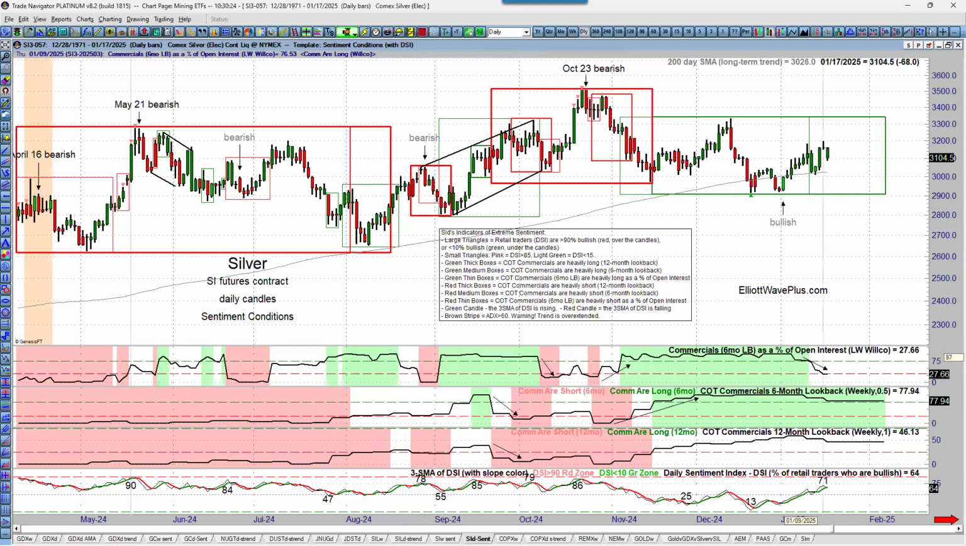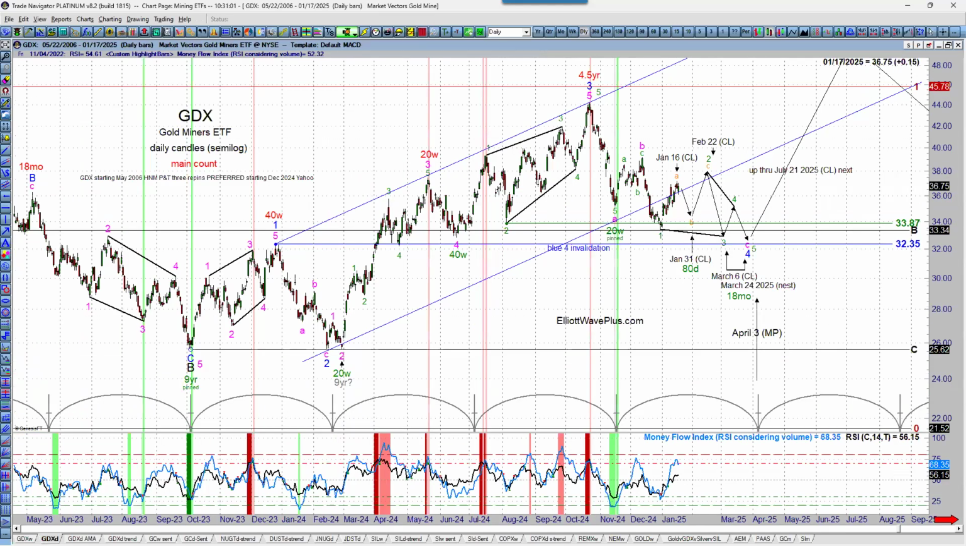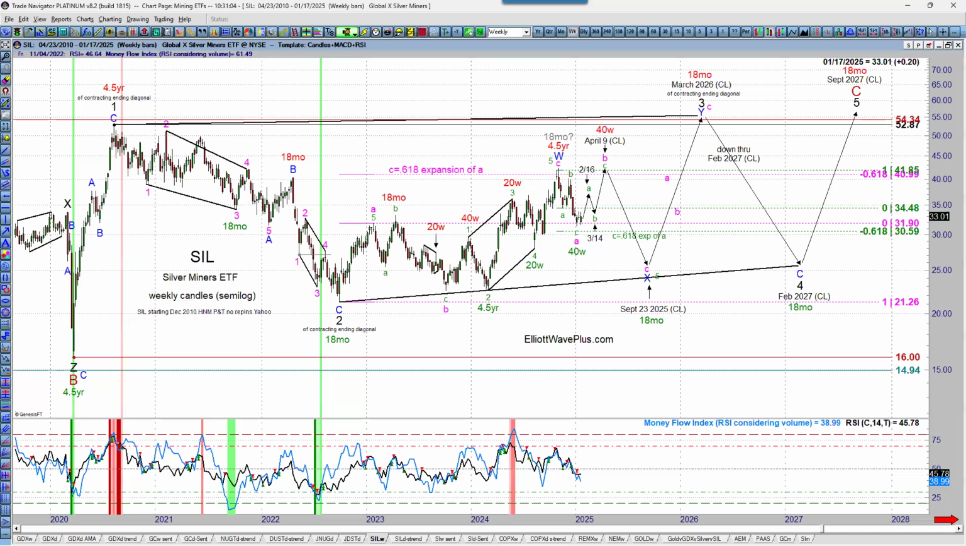Look what we're seeing: the commercials positioning is quickly changing and is within an eyelash of turning back to a pink zone here on commercials as a percent of open interest. It's the fastest acting. So I would have to say this is not bullish either. The only thing really bullish about it is the 6-month look back. So how confident am I that we get this bounce on silver? Well, I'm just going with Hurst on it. So it certainly wouldn't be my chosen trade of the week.